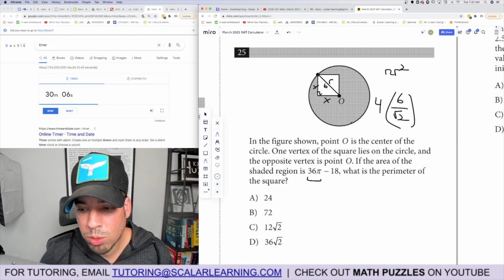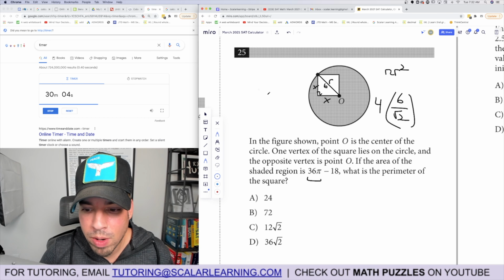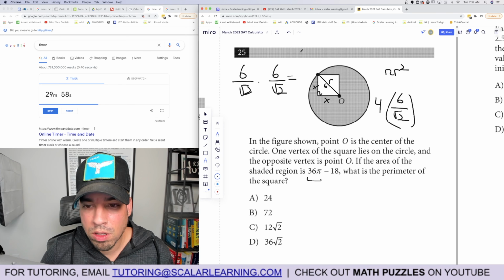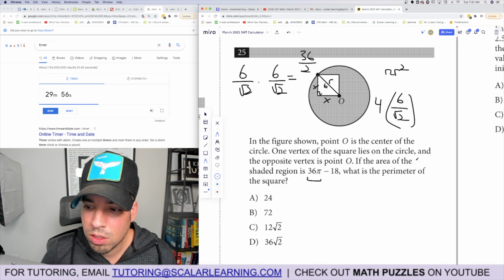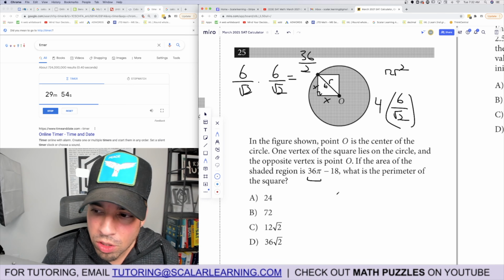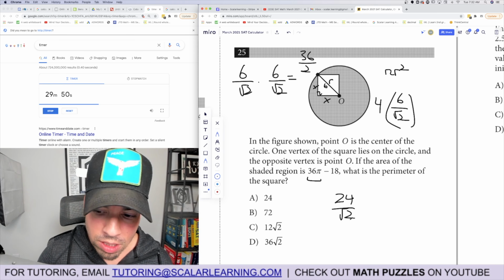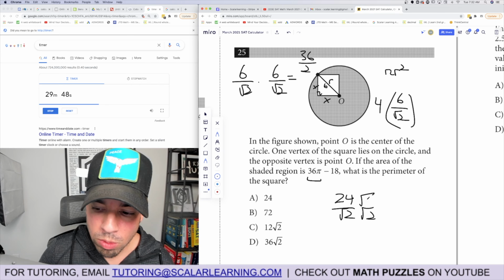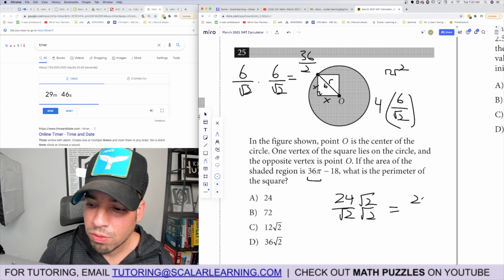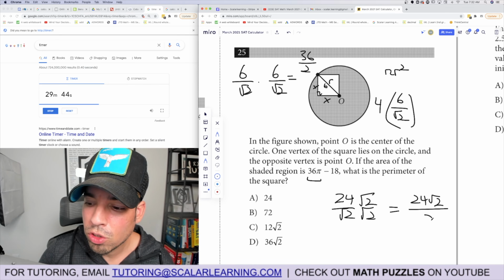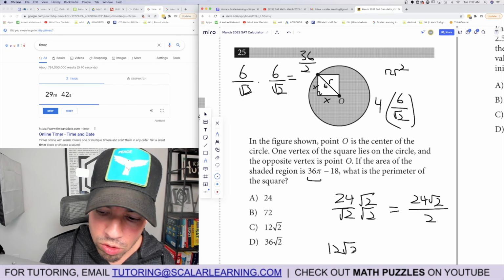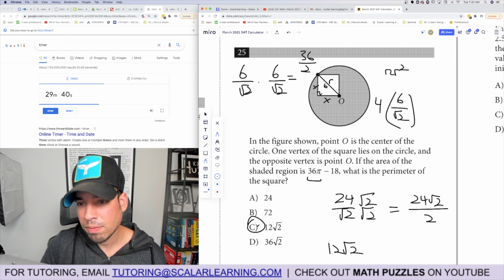Oh, and we can double check this, by the way. If that's correct, that should give you a value of 18. And watch this. 6 square root 2 times 6 square root 2 equals 36 over 2, which is 18. So we know that's right. And this becomes 24 over root 2. Of course, they don't have that because they've rationalized the denominator by multiplying by root 2, and we get 24 root 2 over 2, which is 12 root 2. Boom, done.